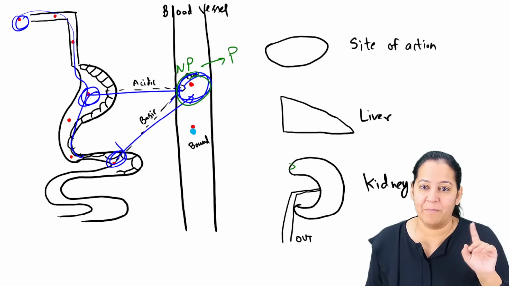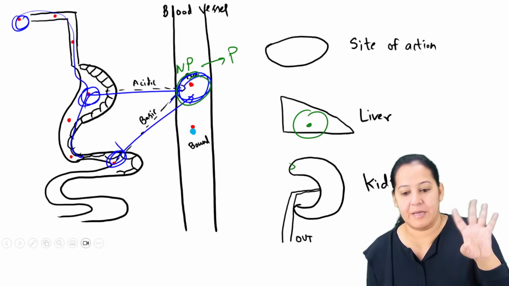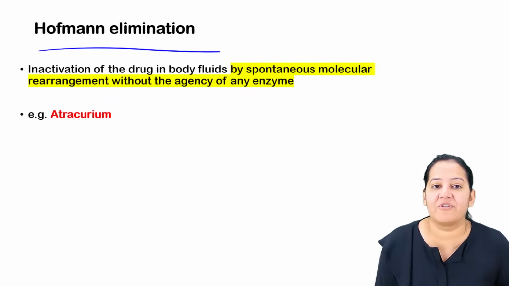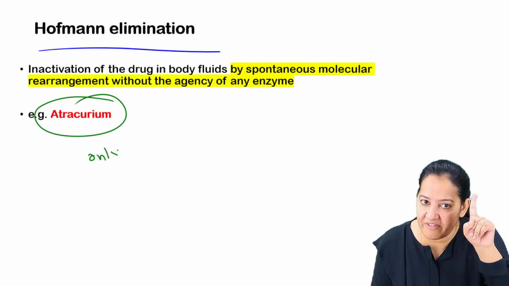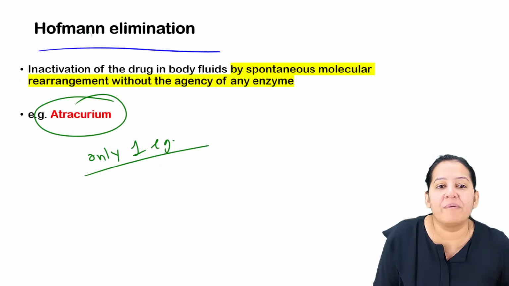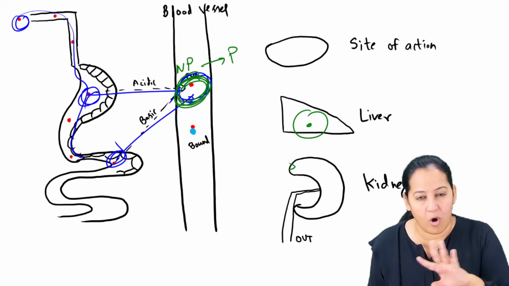It is not using cytochrome P450. Without an enzyme, the drug gets metabolized. Only one drug does so. It's a very important question. What is the name of the drug? Atracurium. Only one example. You have to learn it. It's a very important PYQ. So this is known as Hofmann's elimination. Hofmann's elimination takes place in the blood itself. The drug is not at all going to the liver.